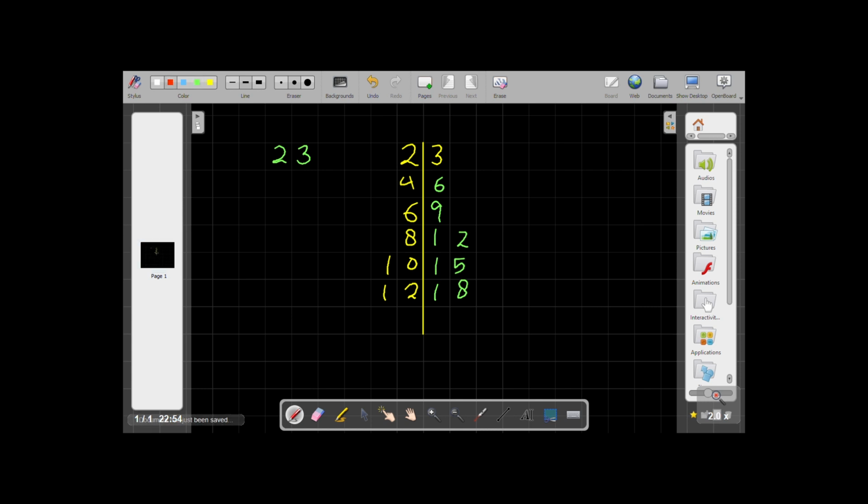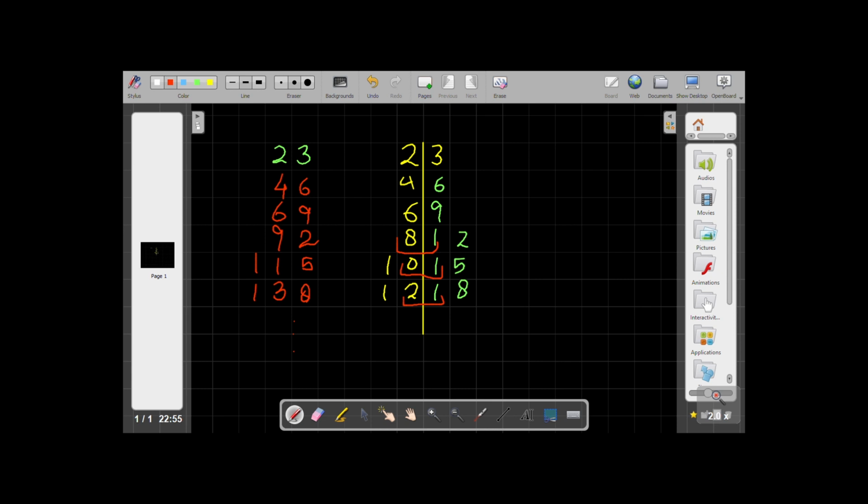So 23 ones are 23, 23 twos are 46, 23 threes are 69, 23 fours are 8 plus 1, 9, 92. So we have to add the inner numbers, right? So 23 into 5 will be 115. Again we will add the inner numbers here. So 23 into 6 will be 138, and so on. So how easily you have made the table of 23.